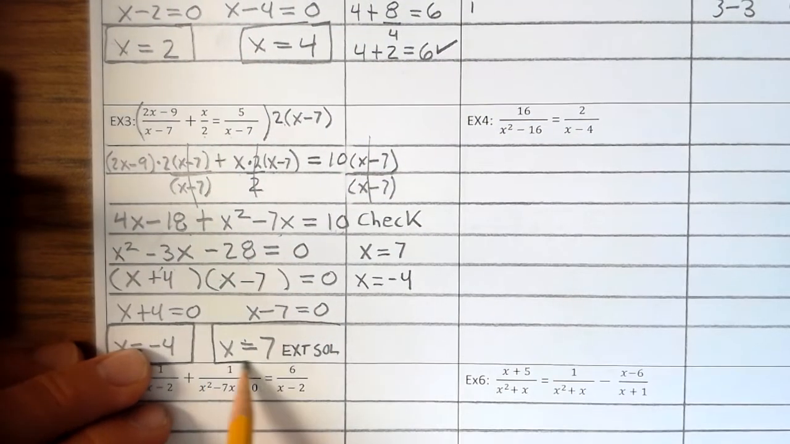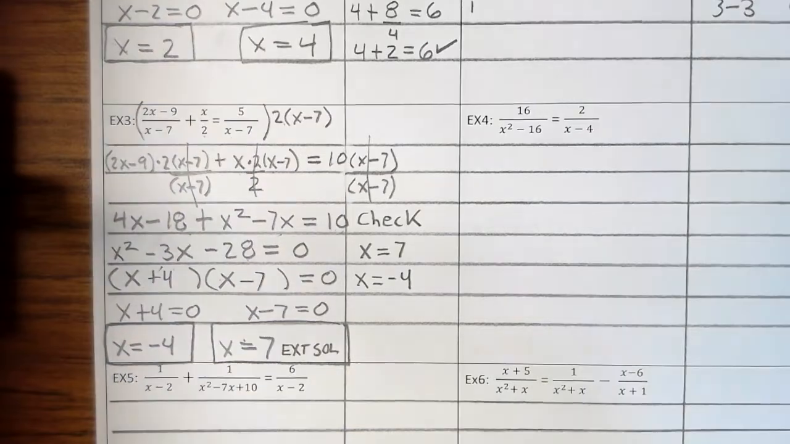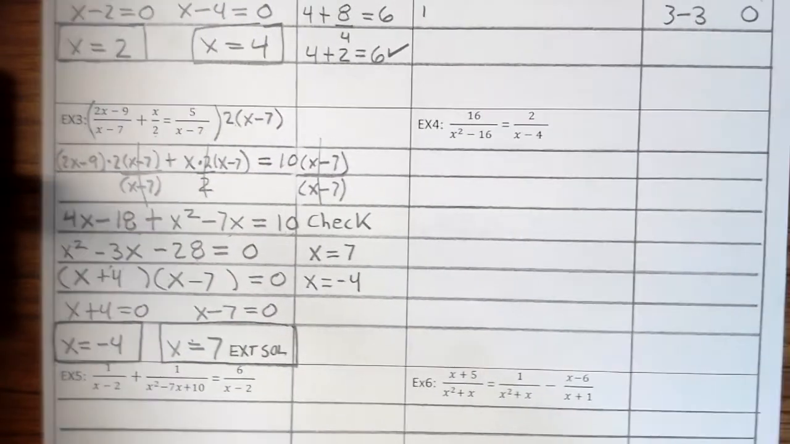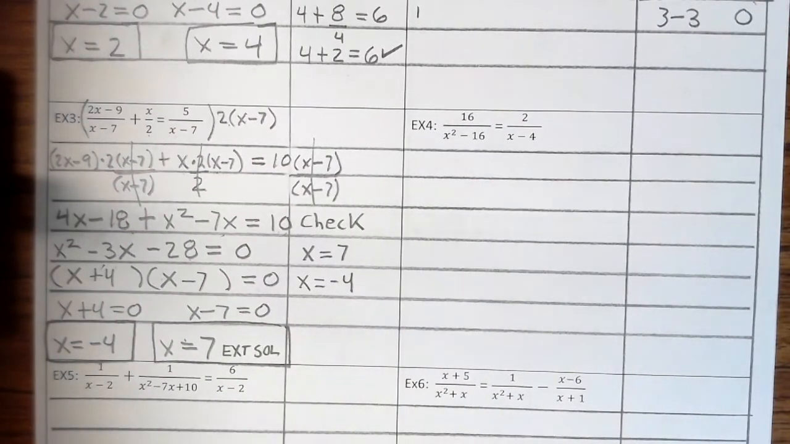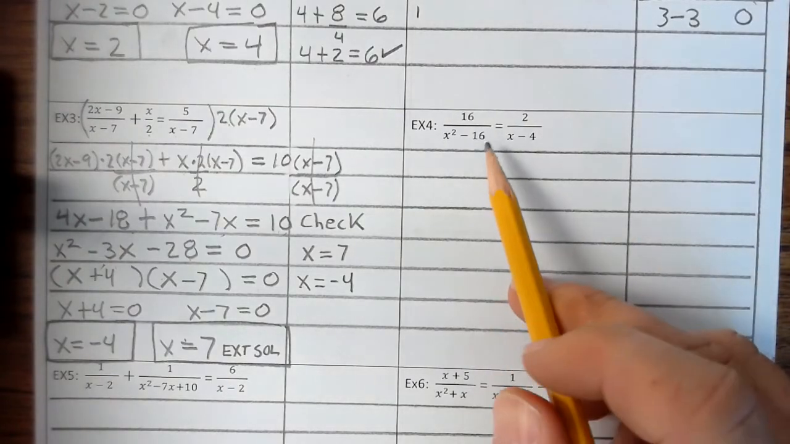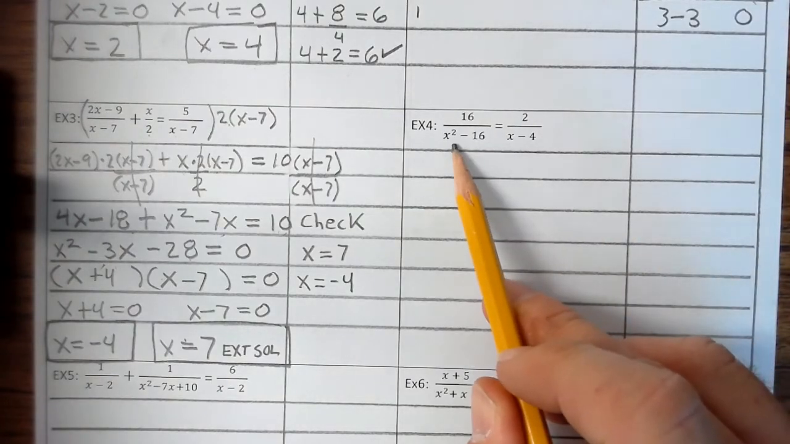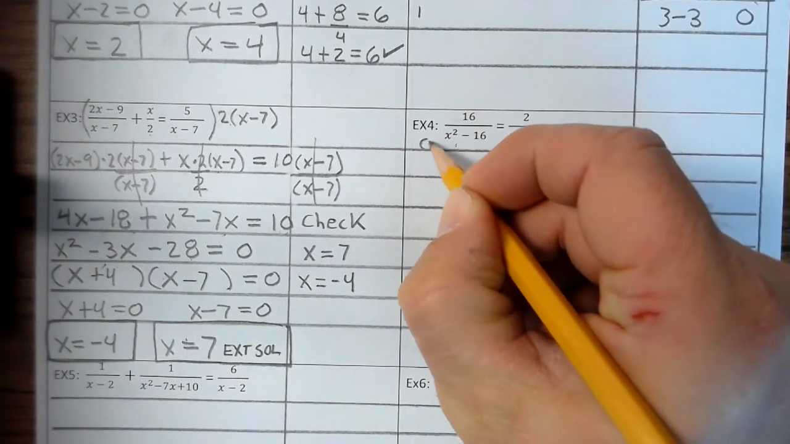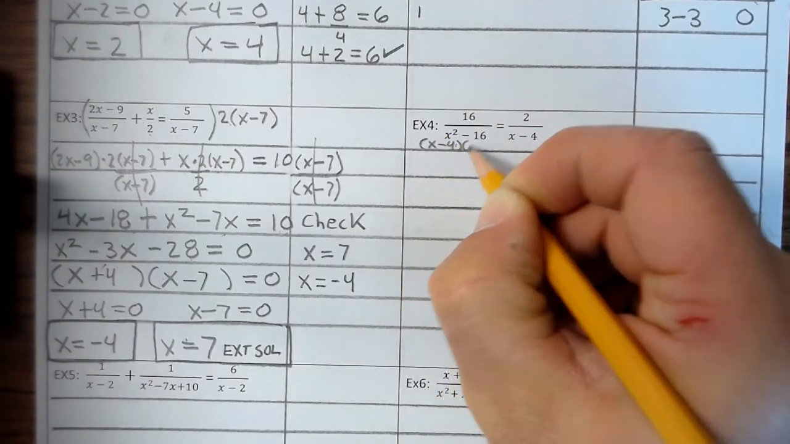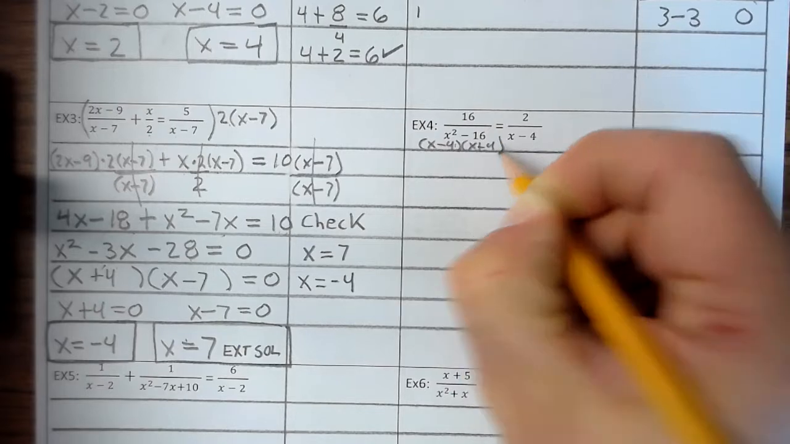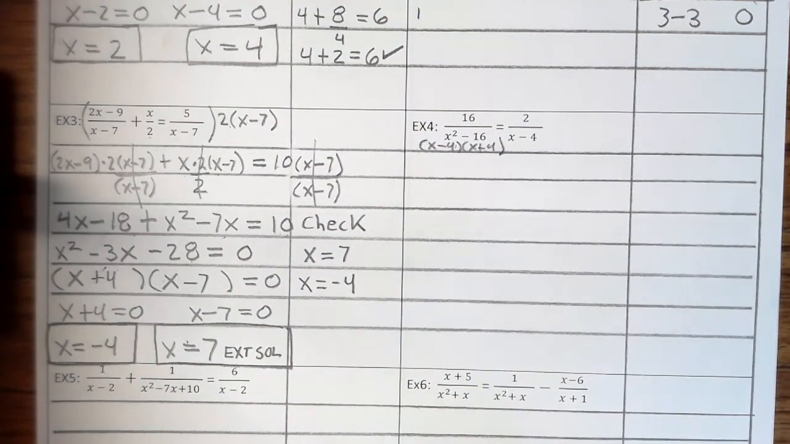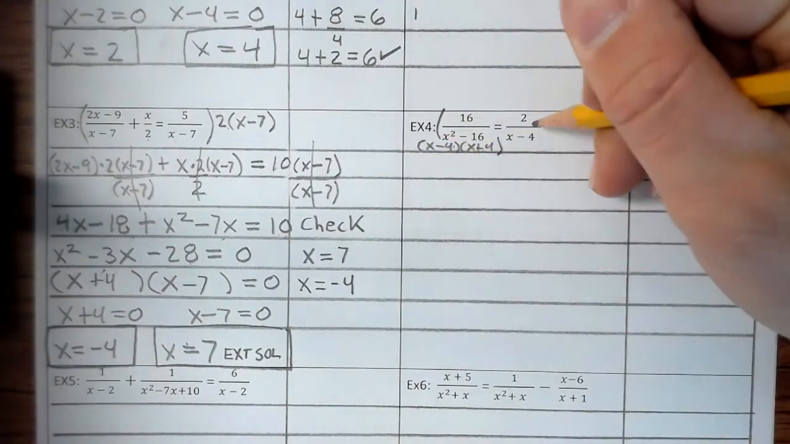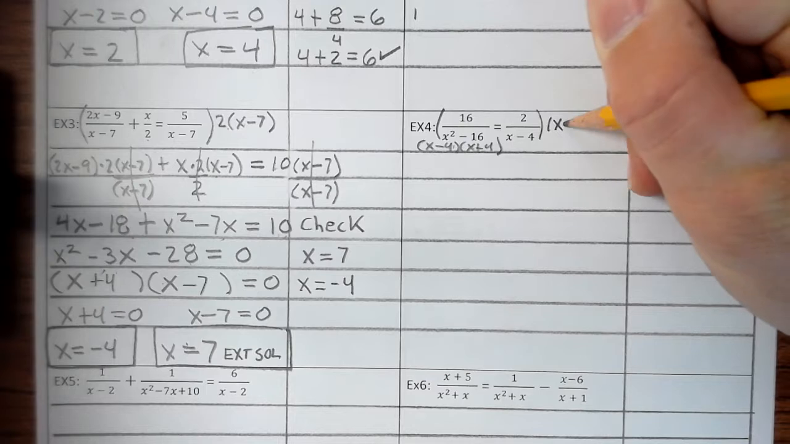Okay? All right, let's take a look at example 4. Now, this one's unique in that we need to factor the denominator here. Well, we know that's the difference of squares, so we can write that as x minus 4 times x plus 4. Which means our common denominator is x minus 4 times x plus 4.